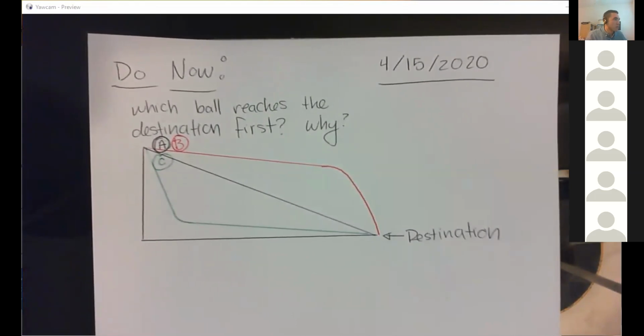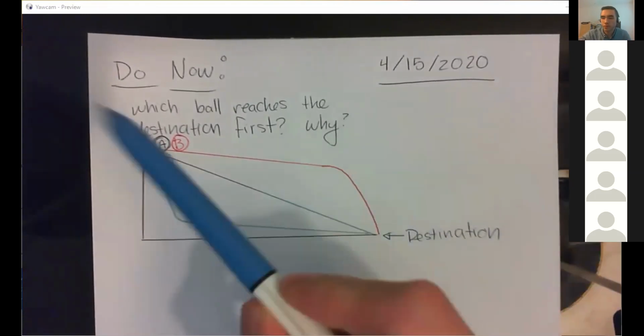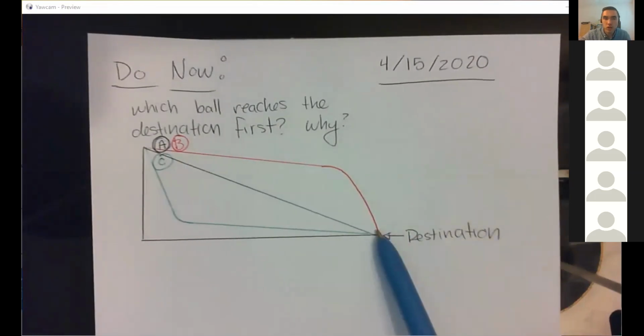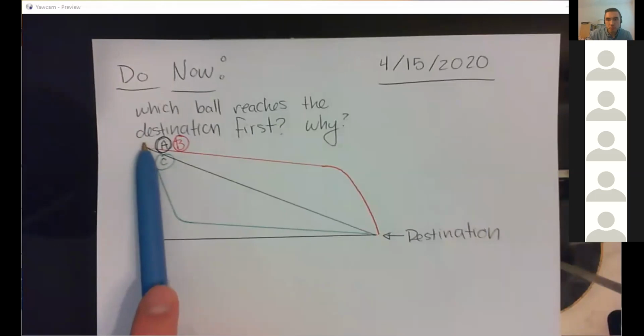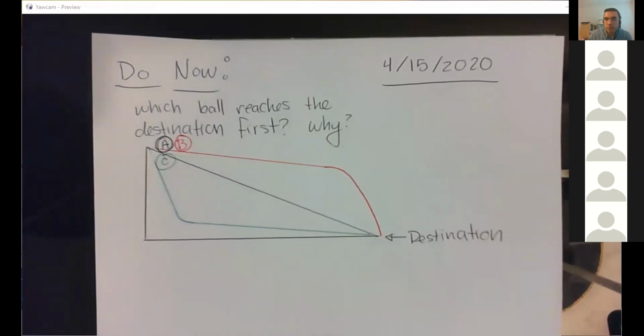However, you definitely cannot use your current level of mathematics in order to answer it mathematically. So I have three different pathways to go from here, this top left corner, to down here, this bottom right corner. I have the black pathway, which is a perfectly straight flat ramp.